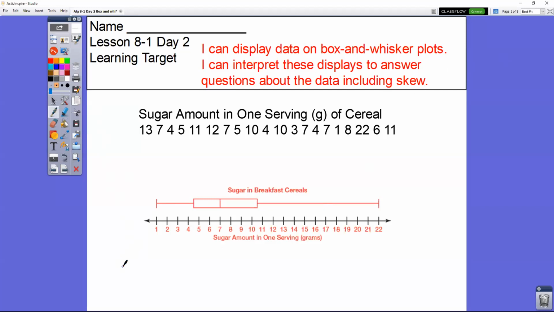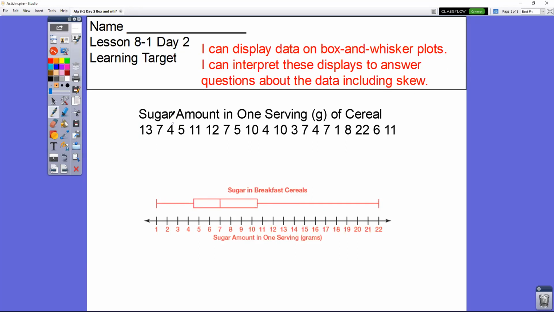A box and whisker plot, why they call it a box is because you have this box every time right in the middle. And then you have these two things going off of it, which sort of look like whiskers, all right? A box and whisker plot is just a different way to sort of illustrate or put a picture to your data.